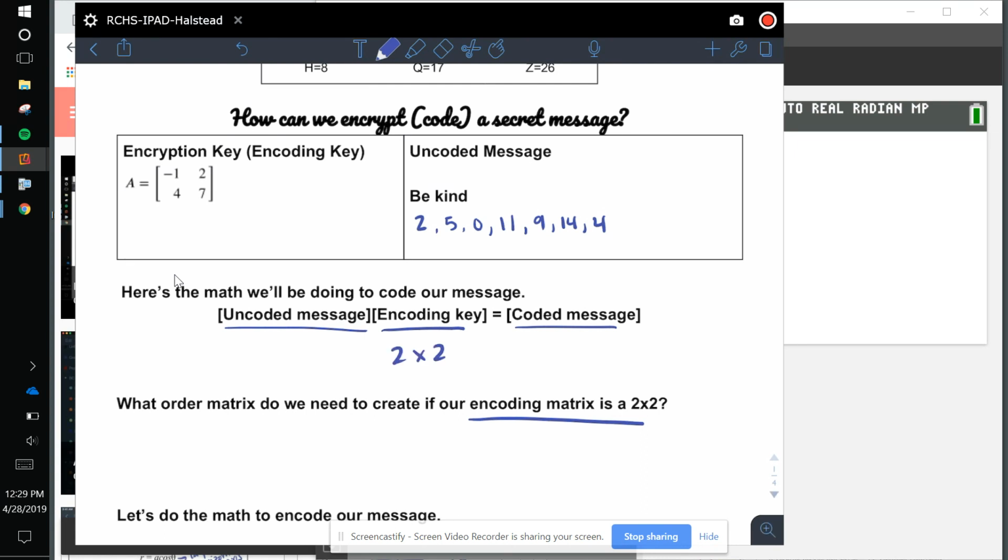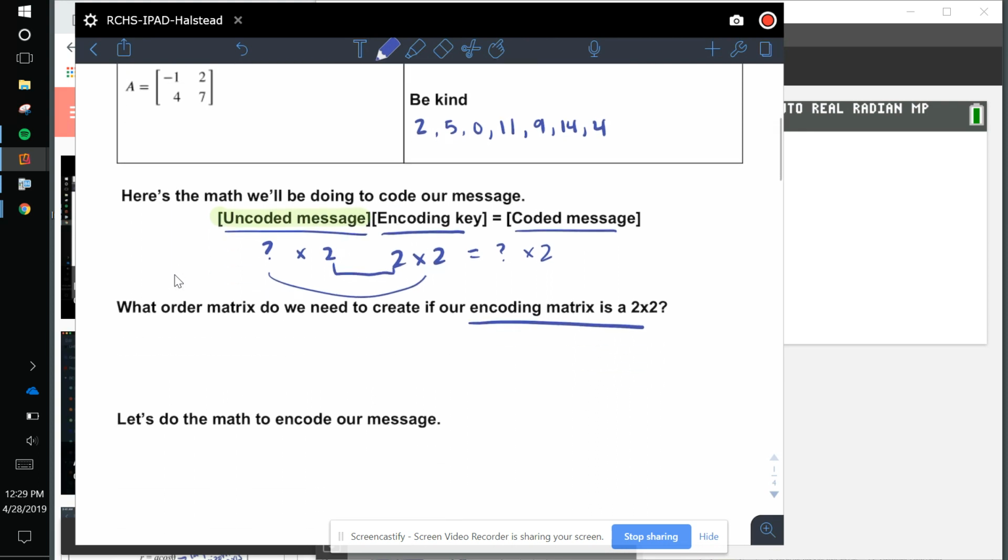So what dimensions does the uncoded message need to be so that I can multiply these? Remember, the inner dimensions must match, so it has to be a something by 2. It doesn't matter about that something. And that will give us a coded message of something by 2, the outer dimensions.